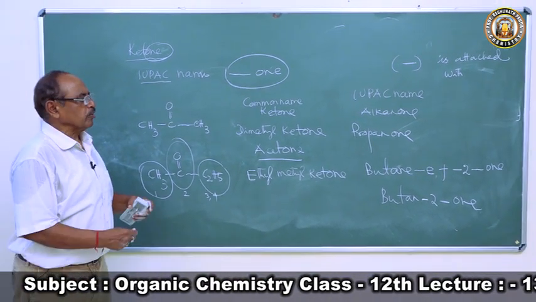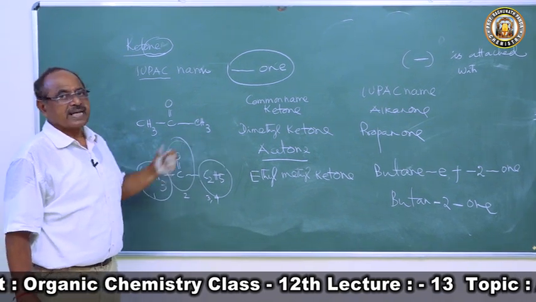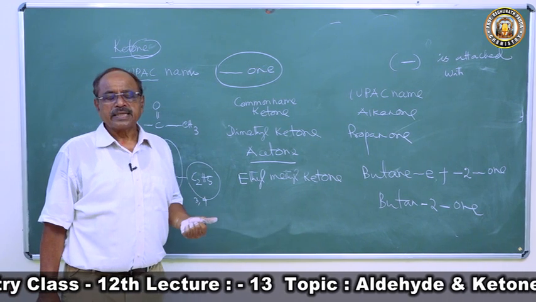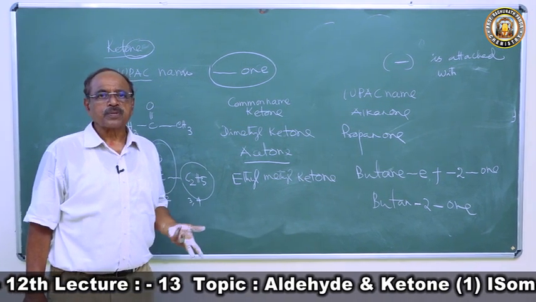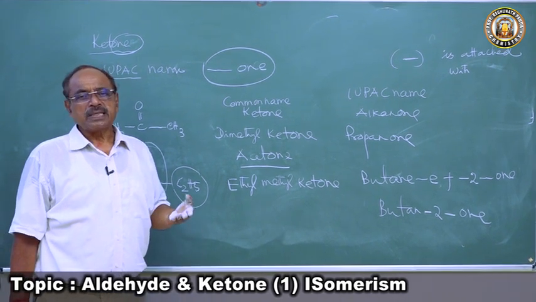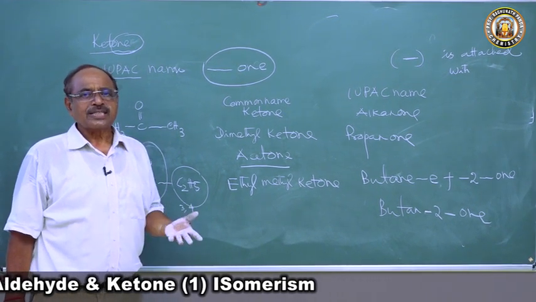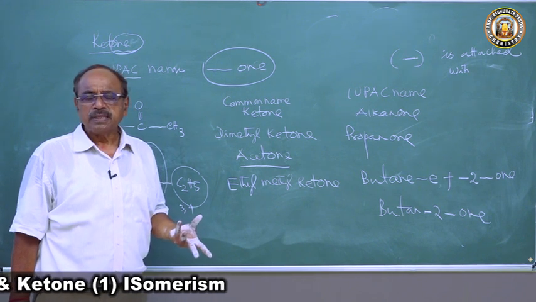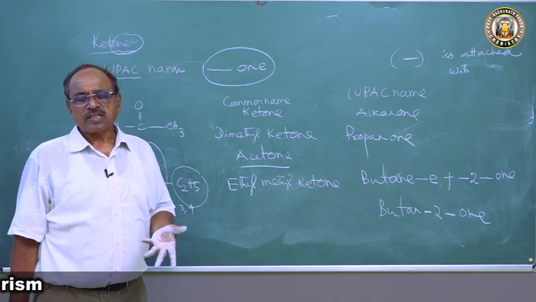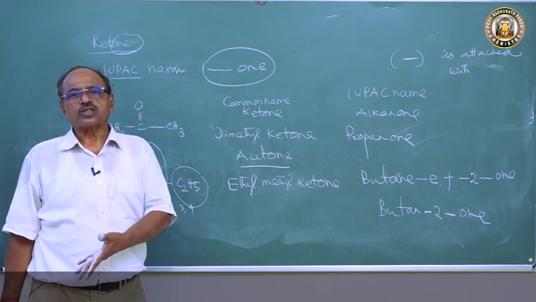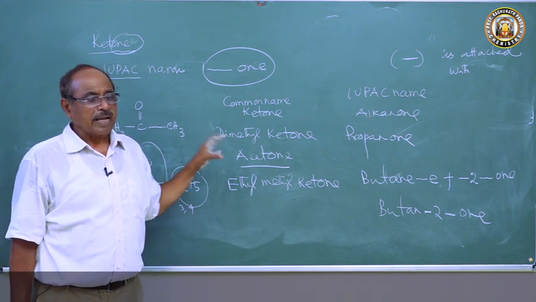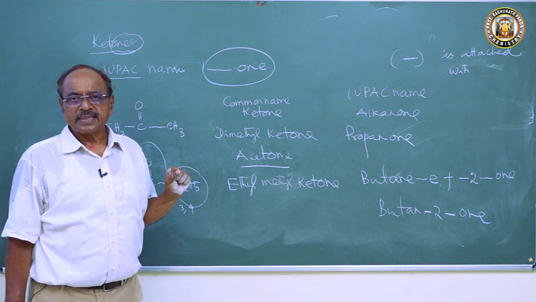In the next class we will be discussing the isomerism exhibited by aldehydes and ketones. The carbonyl compounds exhibit structural isomerism: chain isomerism, position isomerism, functional isomerism, metamerism, tautomerism, and ring chain isomerism. What are the types of structural isomerism the aldehydes and ketones exhibit?